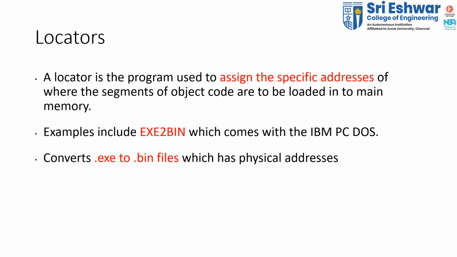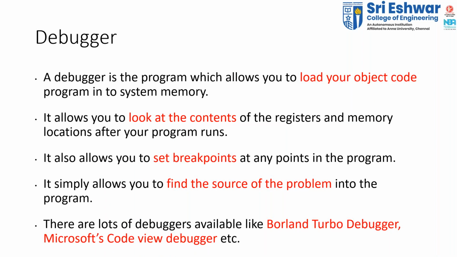Okay, and next the locator. The locator is used to assign the specific addresses of where the segments of object code are to be loaded into memory. This locator is used to assign specific addresses, and also it generates the executable file. Okay, executable or bin files. Bin files are nothing but binary files. And with the debugger, we are going to debug and troubleshoot the program. Okay.